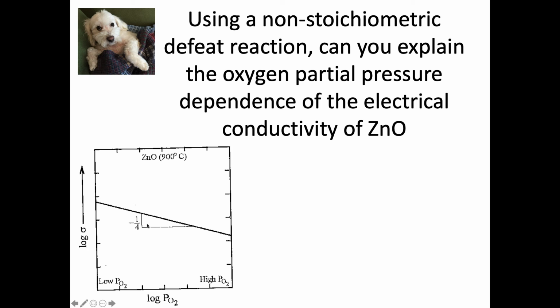And so I want you to see if you can use that knowledge that we talked about in defect reactions and Brouwer diagrams and see if you can apply that to why the conductivity would act this way with this change in partial pressure. So take some time, look at this, and see if you can develop and explain why it would have this dependence for this sort of non-stoichiometric type defect reaction with changing PO2.